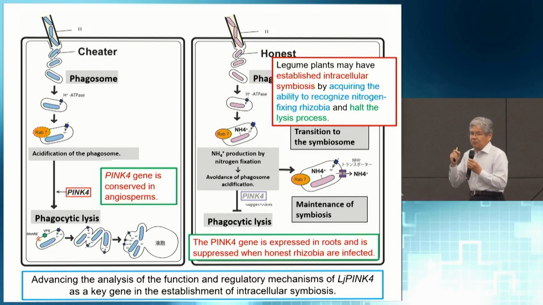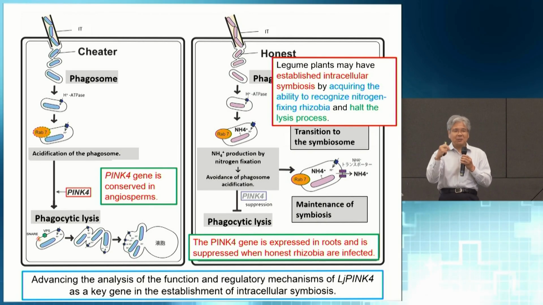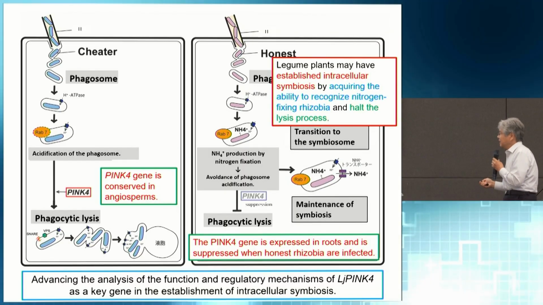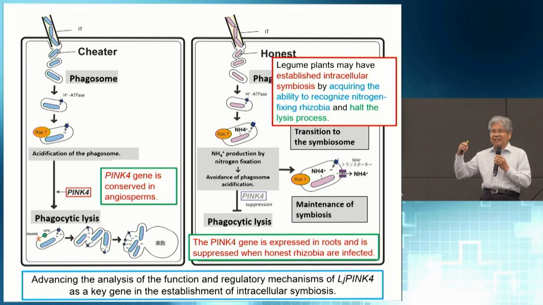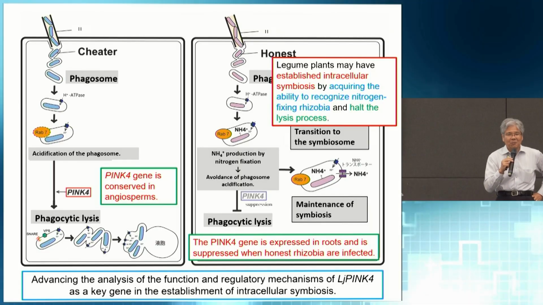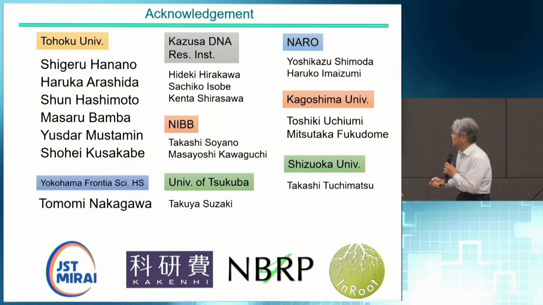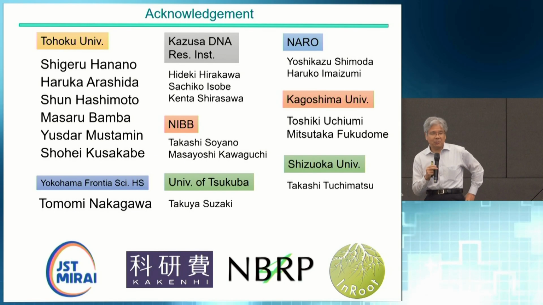So the next step we need to answer is how this PINK4 gene is suppressed when the honest bacteria come. So we are now targeting the key genes controlling this expression and trying to introduce these genes into the reconstructing bacteria. Then we will try to reconstruct intracellular symbiosis in strawberry. Okay, sorry for taking too much time. So, by thanking those collaborators, I finish my talk.